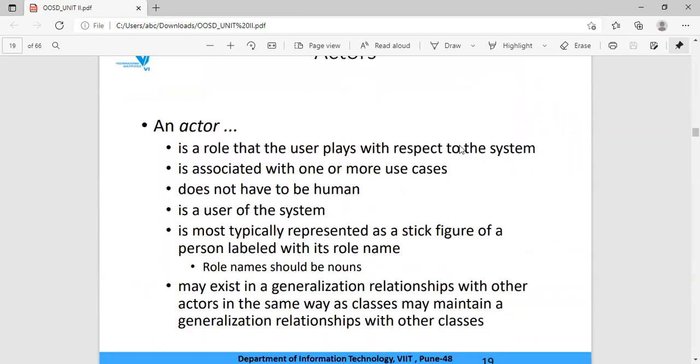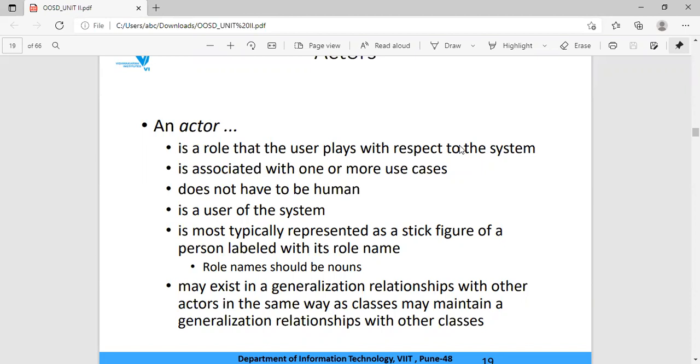Now, what exactly do we have to see? We have seen where we have identified the actors for our problem statement. So what are the roles that the actor is going to play here? It is a role that the user plays with respect to that system, which is associated with one or more use cases, and it does not have to be human. That means the actors are the users who are using your system.